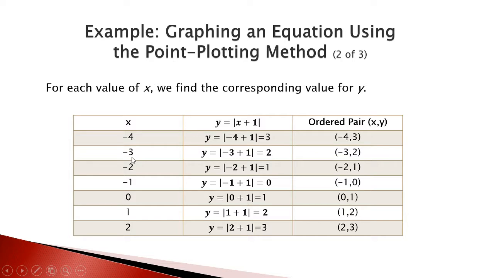And when x equals -3, -3 plus 1 will be -2, and the modulus of -2 will be +2. So when x equals -3, the y value will be 2. So the ordered pair is (-3, 2). Like this, for each x value, we can get the corresponding y value and then the corresponding ordered pair.